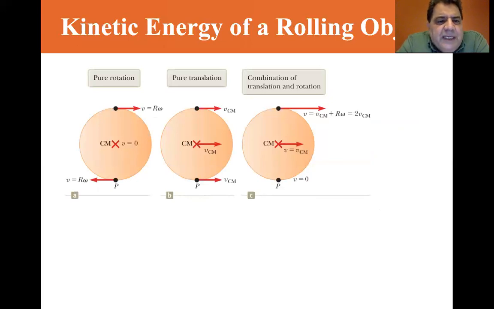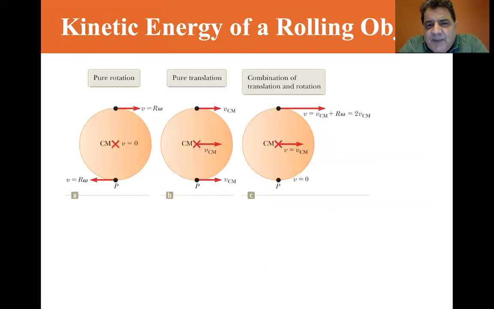Okay, you can have different types of motion. You can have pure rotation, where you can just imagine a disc spinning. So the center of mass has no velocity, but the disk is spinning, so you have the velocity is rω at the top, but it's also rω in the opposite direction at the bottom. And then you can have pure translation, where you can imagine it sliding on a frictionless surface, not rolling, where all points are traveling at the velocity of the center of mass.